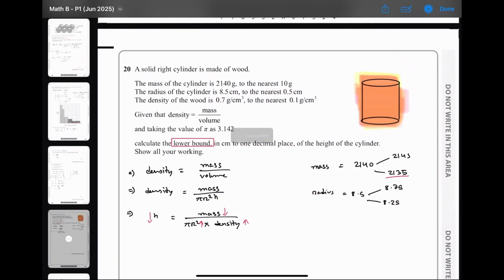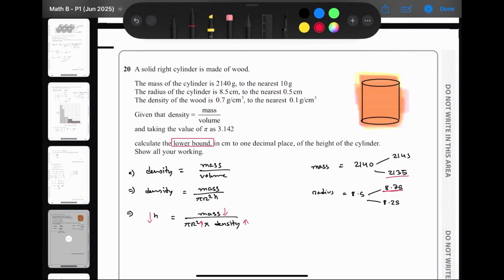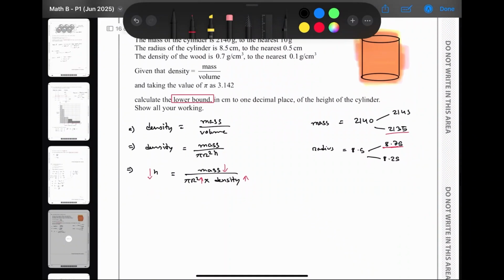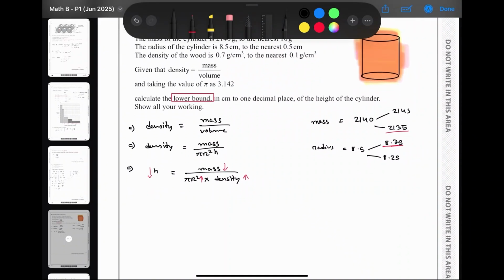Then we will take the upper bound to keep the denominator biggest possible. Repeat with density 2. It is nearest 0.1, so we will add and minus with 0.05, and then take its upper bound.